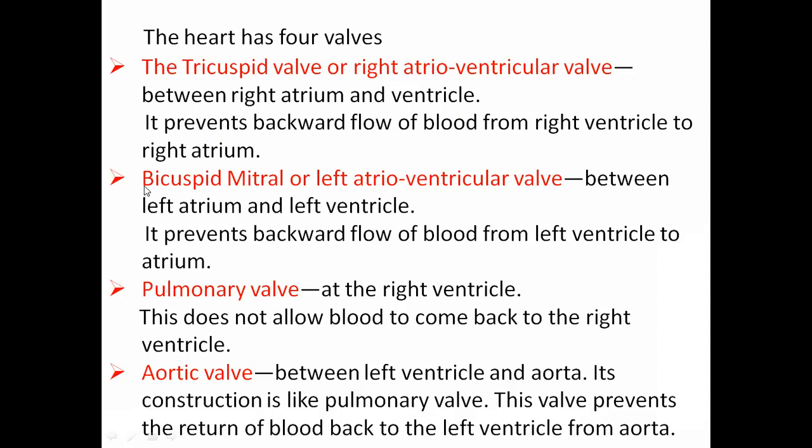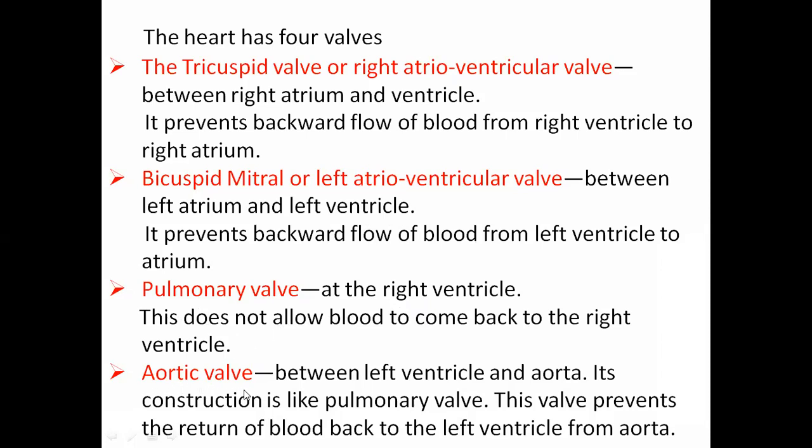Okay. So the next one is the bicuspid, mitral or left atrioventricular valve. Sorry, this is the mitral valve. So the mitral valve is between the left atrium and left ventricle. Then the pulmonary valve. So it is at the end of the right ventricle. Okay. So it does not allow blood to come back to the right ventricle.